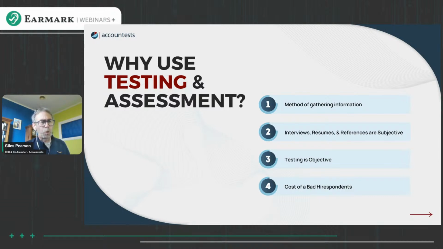So, what are we trying to do here with testing and assessment? The trouble with the rest of the hiring process is that it's often subjective. And you think about resumes. CPA Practice Advisor did a survey in 2023, and what they found was that 85% of those with an advanced degree lie on their resume, and 58% of those do that regularly. 90% of similar people have lied on their cover letters, and 73% do that regularly.